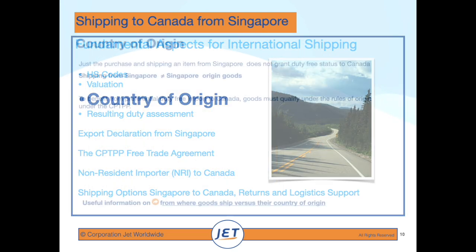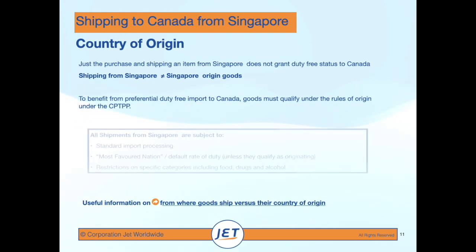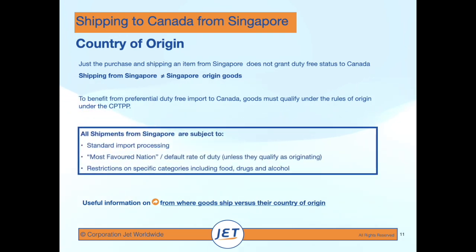Country of origin. Just shipping from Singapore to Canada is not the same as shipping Singapore origin goods. Singapore origin goods are those that meet the rules of origin defined within the CPTPP Free Trade Agreement, which we'll discuss later. All shipments from Singapore are subject to standard import processing. The default most favored nation duty rate will apply, unless the goods qualify as originating. And there are restrictions on specific categories, including food, drugs, and alcohol.